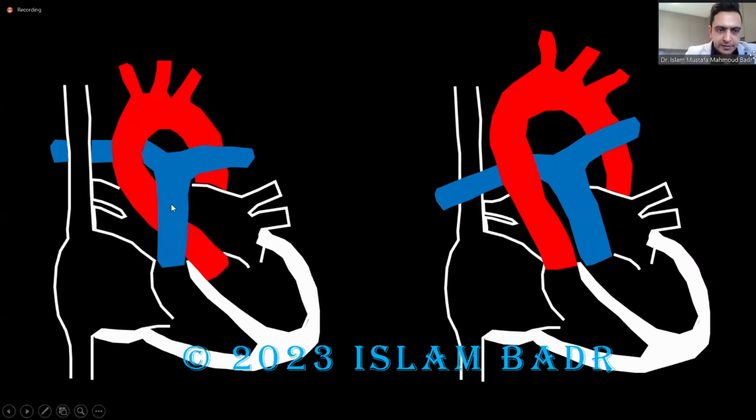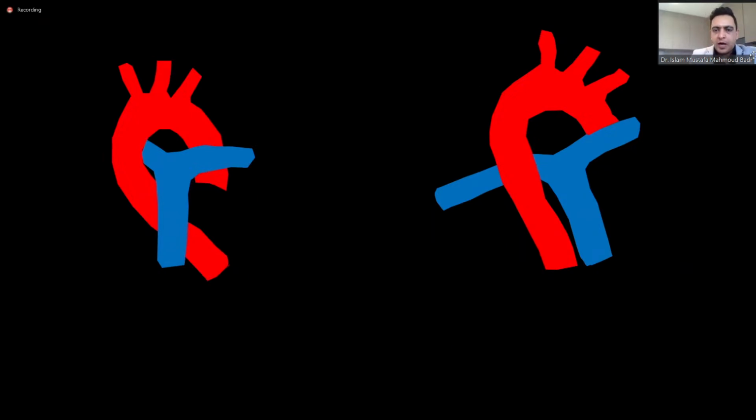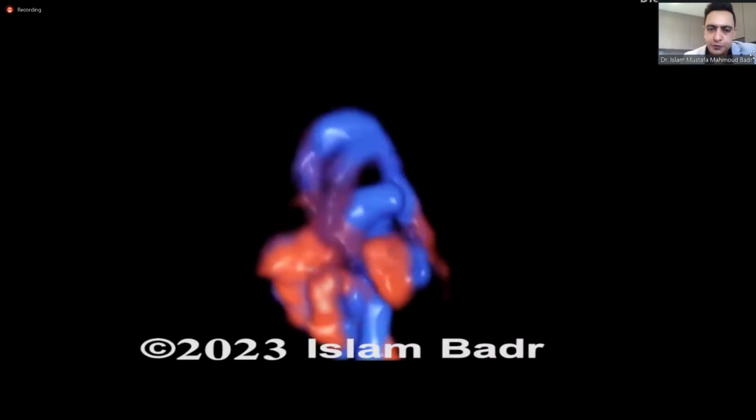So in normal cases, the great vessels cross each other at the site of the origin. But in abnormal cases, this doesn't happen. In TGA cases, the great vessels are parallel to each other. If you compare the two great vessels, you will see that they cross over at the origin in normal cases, but they are parallel in cases of TGA.